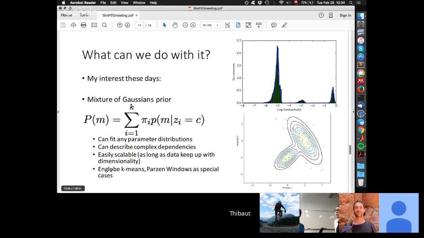And with this formulation, it actually encompasses k-means and Parzen windows as special cases. For k-means, for example, you put all your covariance matrices the same, proportional to the identity. And for Parzen windows, if you have 500 data points, I'm going to fit 500 Gaussians, so it's going to fit perfectly. There are some tweaks behind that, but we don't need to see them right now.